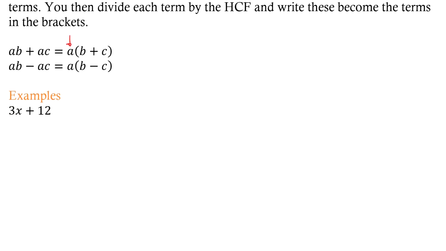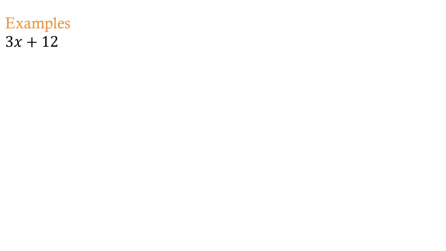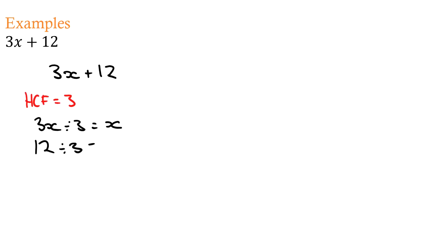inside the brackets. So we're going to look at an example, and I'm going to show you two ways to do this. The first one we're looking at is 3x plus 12, and the highest common factor there is 3. Alright, so HCF equals 3. 3 goes into 3x, 3 also goes into 12. So what I can do now is go, well, 3x divided by 3 equals x, 12 divided by 3 equals 4. So I know that my highest common factor comes out the front, so we get 3 here, and then we get x plus 4. And that's our factorized example.